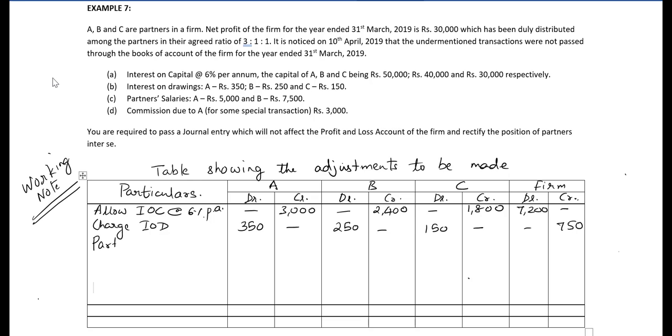Next item, partner salary. For partner salary, we need to credit the partner and debit the firm. Rupees 5,000 for A and rupees 7,500 for B. No salary for C. Total 12,500 in the debit of the firm.